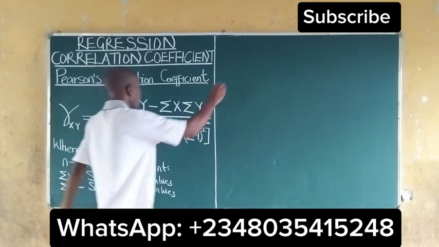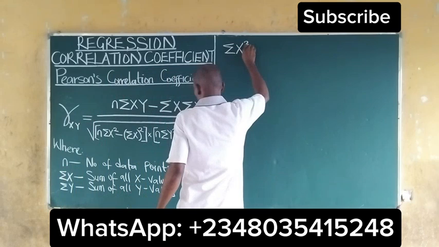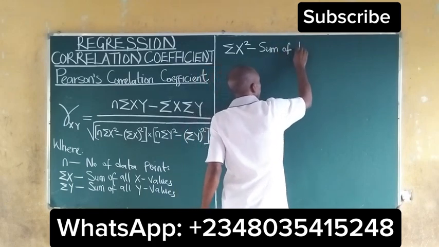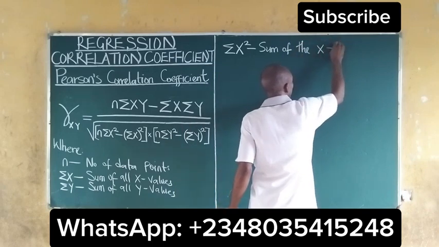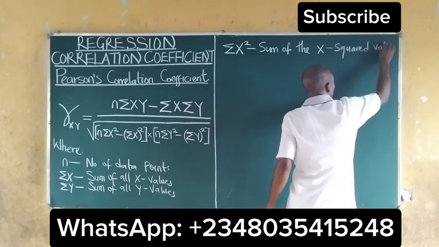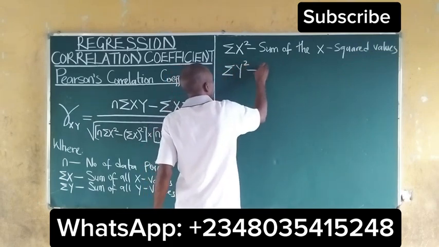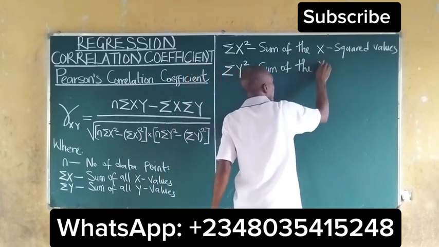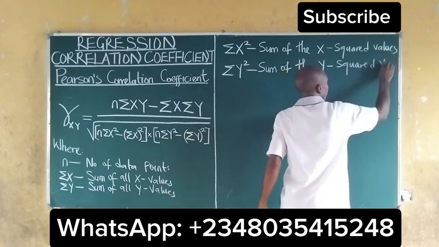and summation of x squared is the sum of the x squared values. Likewise, summation of y squared is the sum of the y squared values.